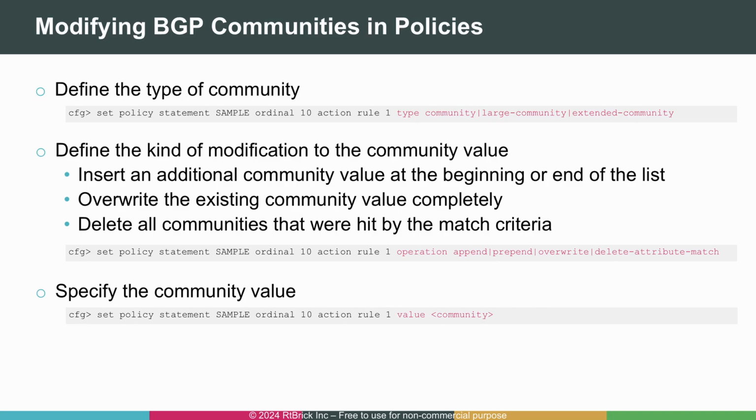There are 3 main operations you can perform in the action: adding, replacing, or deleting. Append adds the new community at the end of the list, while prepend adds it at the beginning. But since communities are treated as unordered lists in BGP, it doesn't really matter whether they're added at the beginning or the end. The key thing to remember is that both append and prepend preserve existing communities, while overwrite replaces them entirely. In each case, you'll need to specify the community value you want to apply. You also have the option to delete communities. You can either remove the entire community attribute, or only delete those values that were matched in the match block.